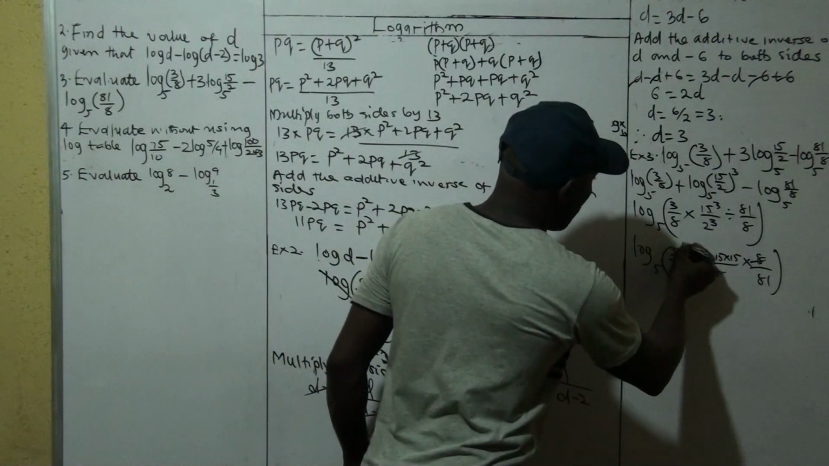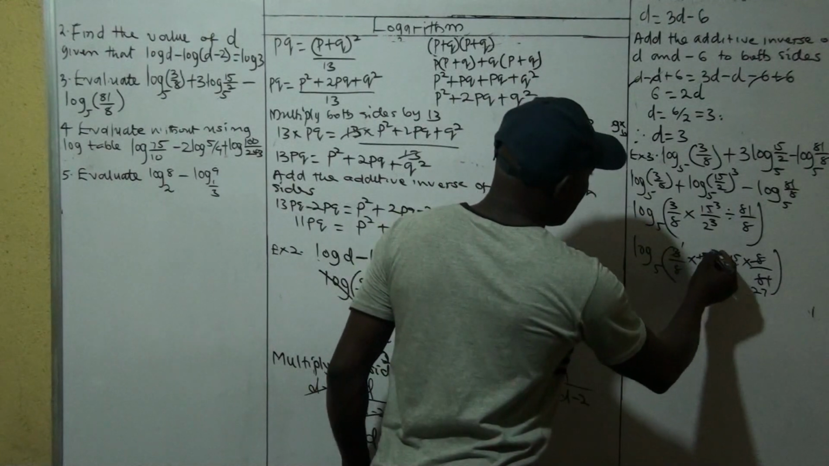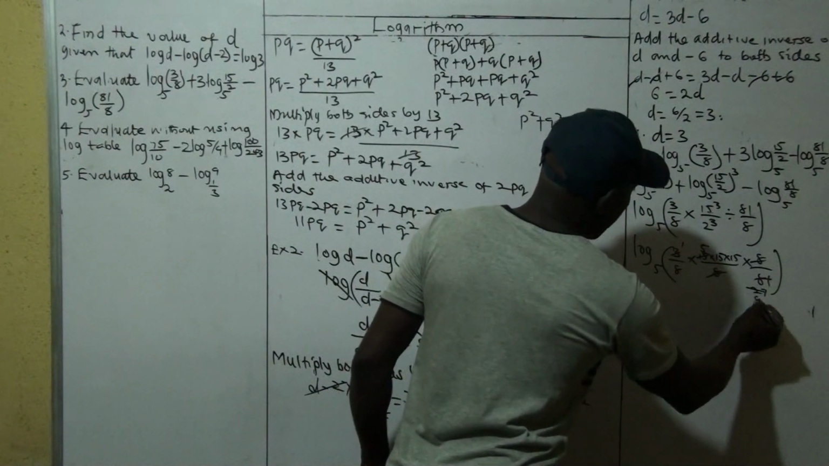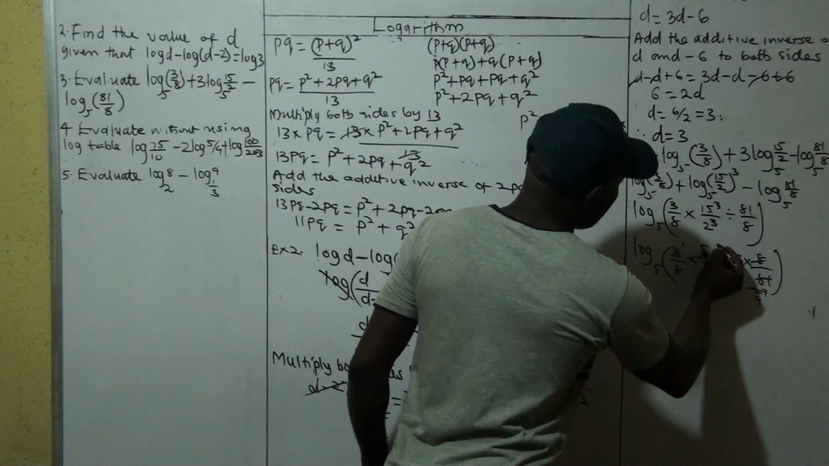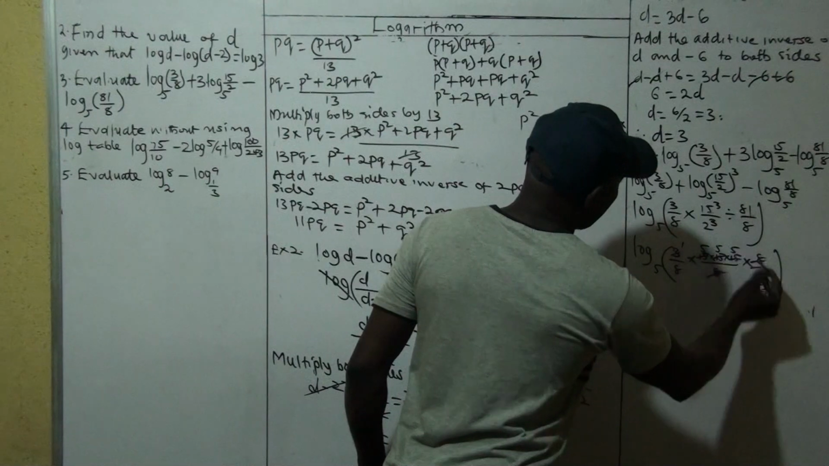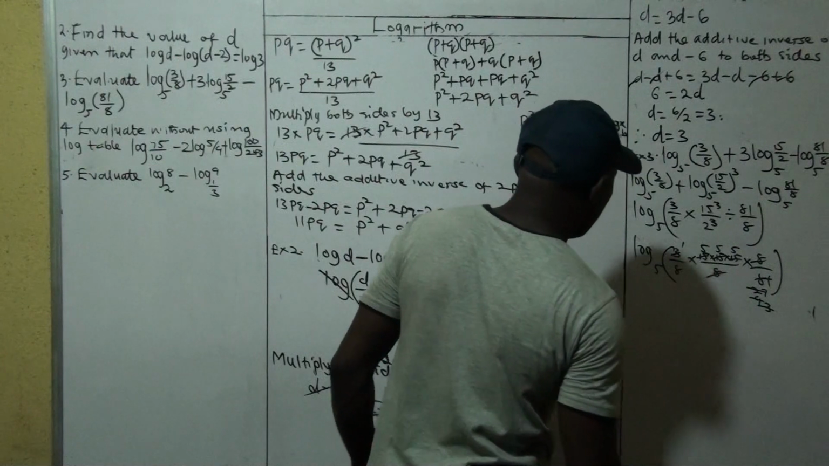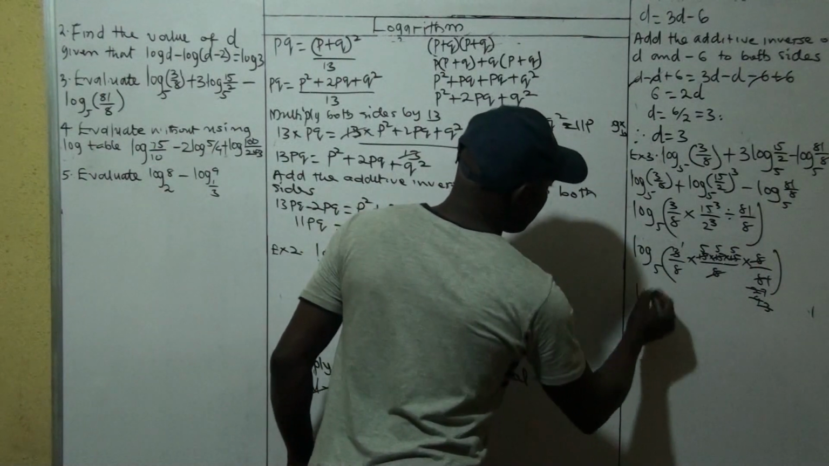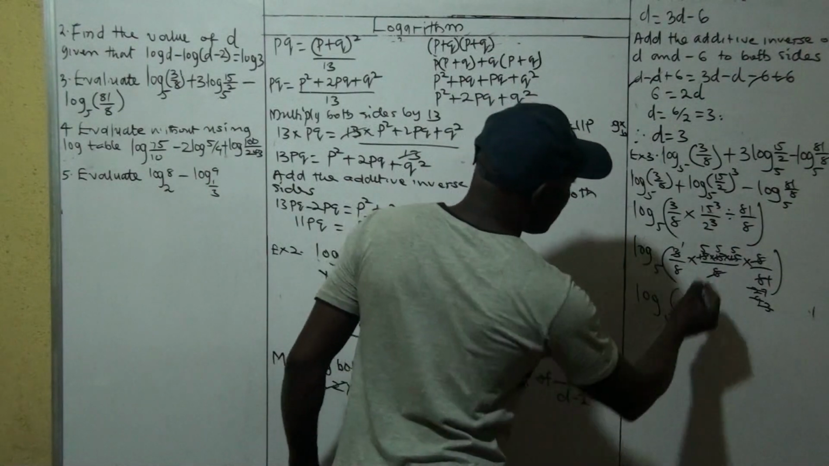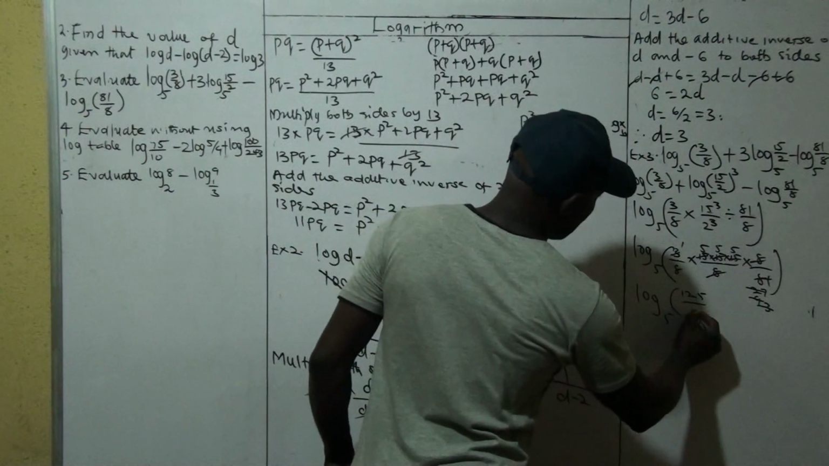So 3 here, 1, 3 in 81 is 27. So 3 here, 5, and 3 in 27 is 9. 3 here is 5, 3 in 9 is 3, 3 here is 5, and this will go with this. Okay, now we are left with log 5 open bracket. This will give us 125 over 8.